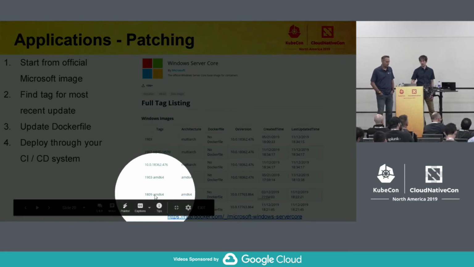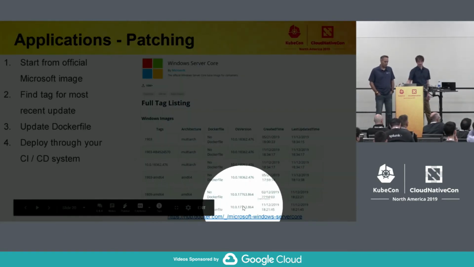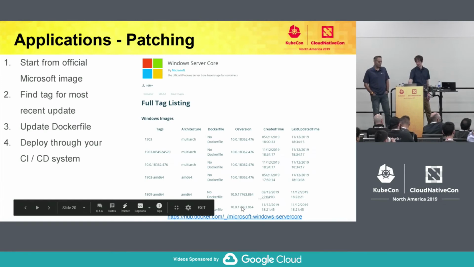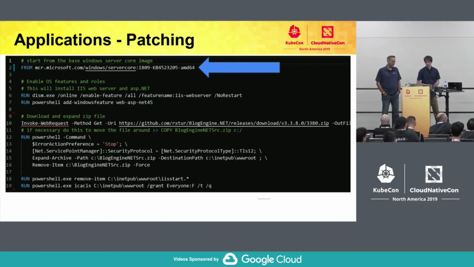So in the case of 1809, you want to look for the new tag that matches that month's patch Tuesday. The most recent one is down there at the bottom. You can see it was released on the 12th, and the KB numbers behind that. What you can do is that becomes one of the first lines in your Docker file. The Windows Server Core and Nano Server images are patched by Microsoft and released, so you can just build on top of them and build up from there.